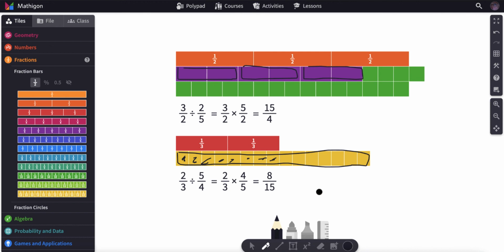So it's quite complicated to verify what the division algorithm is doing, but it is definitely possible to visually connect that multiplication of the inverse to our division question.